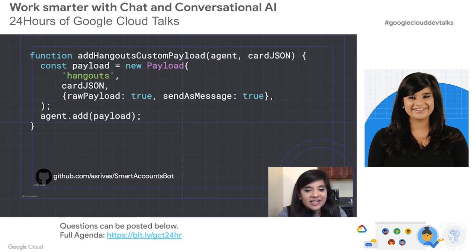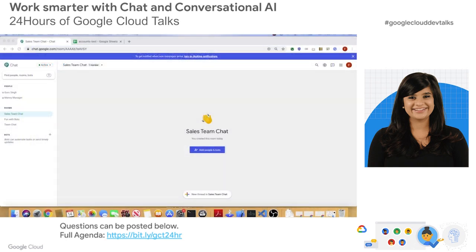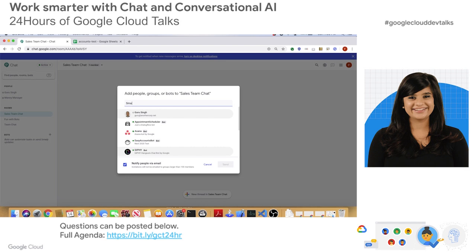So now that we've touched on all the different components of the bot, let's finally go see it all working together in the demo. You'll see the cards that we built specifically for these sales contacts. Okay, moment of truth. Let's see if this chatbot can understand my natural language input. So we have chat open here, and we have a fresh new room. So let me go ahead and add my chatbot. Here we go, Smart Accounts Bot.